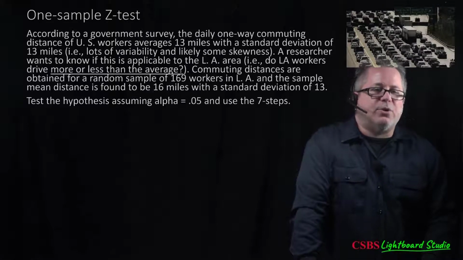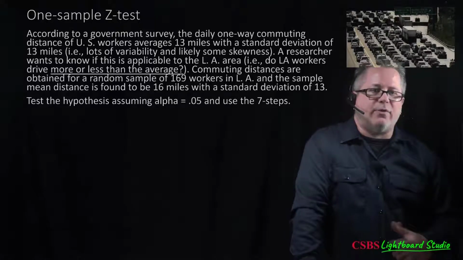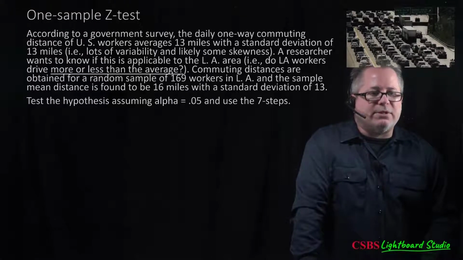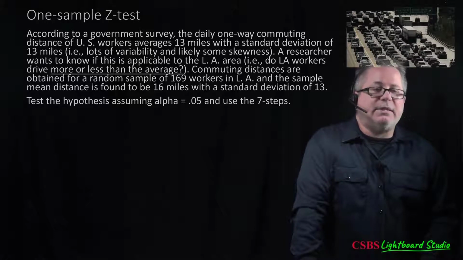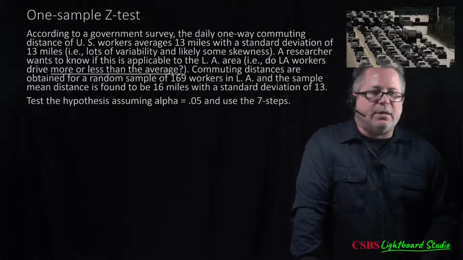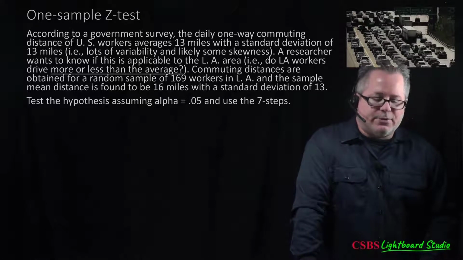So commuting distances are obtained, back up. A researcher wants to know if this is applicable to the LA area, i.e. do LA workers drive more or less than the average? Commuting distances are obtained for a random sample of 169 workers in LA, and the sample mean distance is found to be 16 miles with a standard deviation of 13. So test the hypothesis assuming alpha equals 0.05 and use the 7 steps.